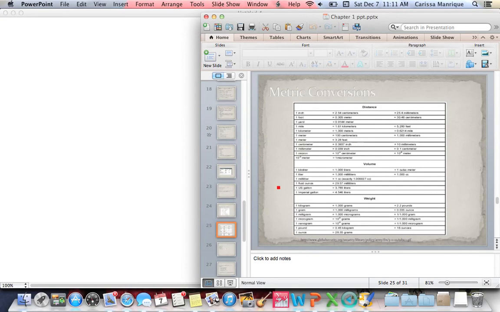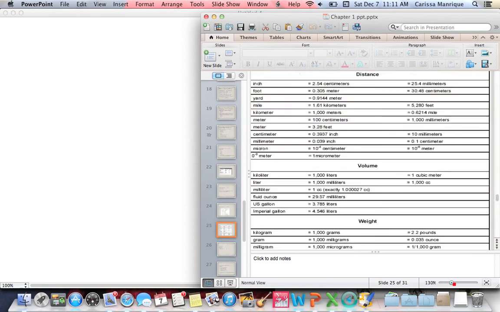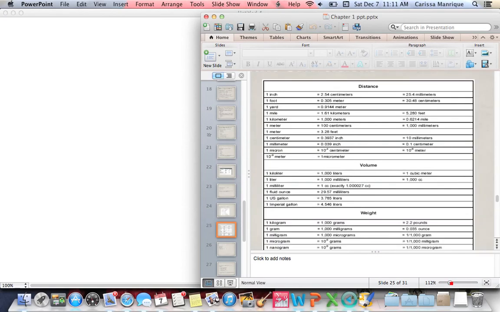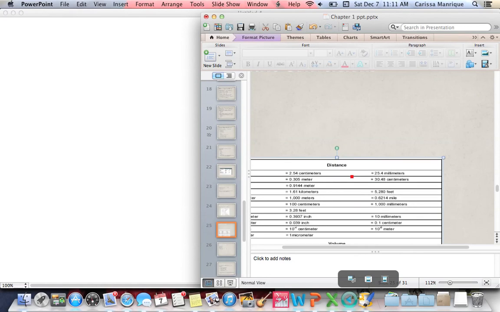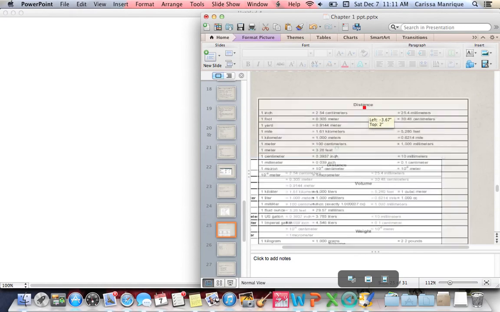Here is some more. This is back and forth between English and metric. And let me make this bigger. Here you go. So you can see like 1 inch equals 2.54 centimeters. 1 foot is 0.305 meters. A yard is 0.914 meters. A mile is 1.61 kilometers. So this goes back and forth between your English unit and your metric unit.